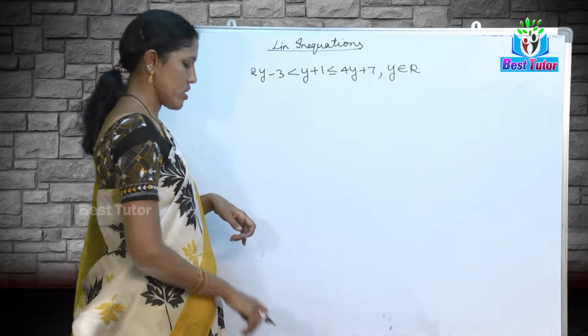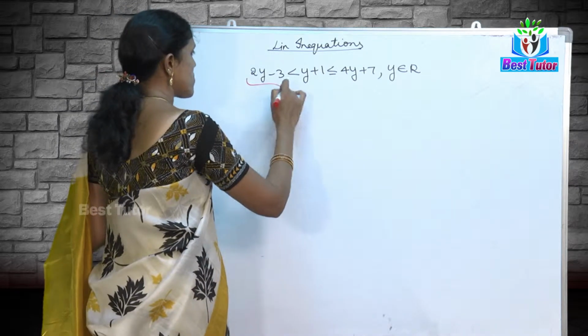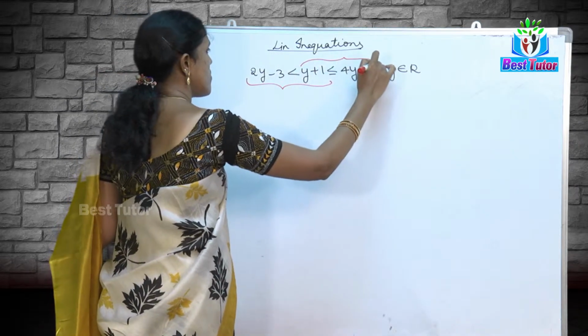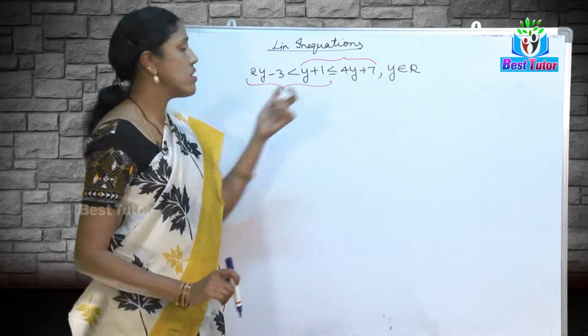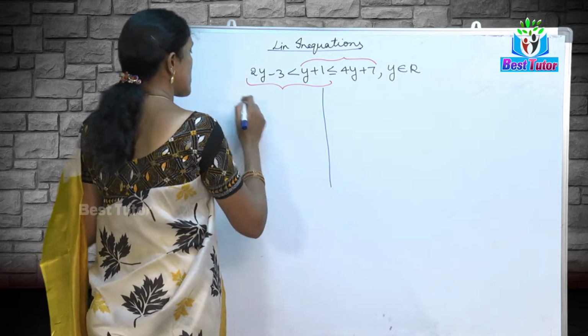This is a double inequation. We need to split the inequations. This y plus 1 is the common part, it will be shared with both the inequations. So we are going to split it separately.